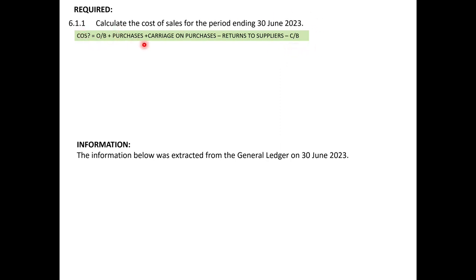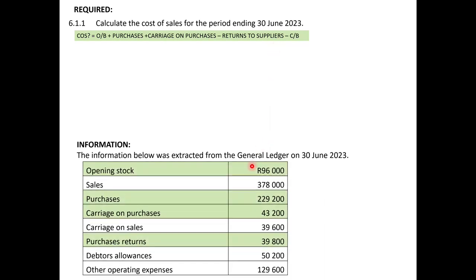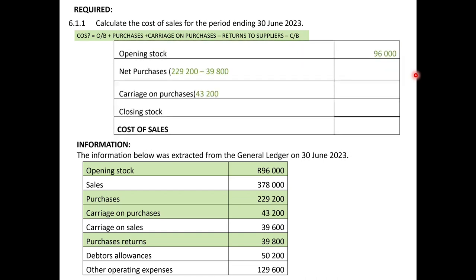Using these items in my formula, we can basically look at the additional information and see what fits in where. So these are all basically balances given to us, and that's what we can use in our answer sheet. So in our answer sheet, you should have the following figures, right? So we have our opening stock, which is given to us, the 96,000 Rand.